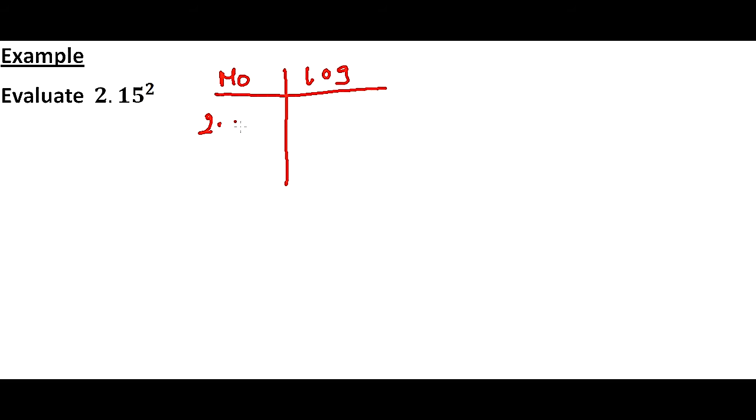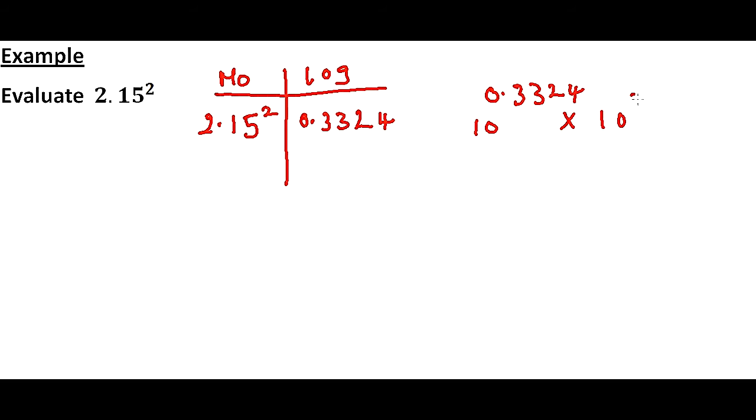So our number is 2.15 squared. Now the logarithm of 2.15 is 0.3324, and it is squared. So it's like we are supposed to say 0.3324 times 0.3324. Instead of that, we simply multiply this by 2.